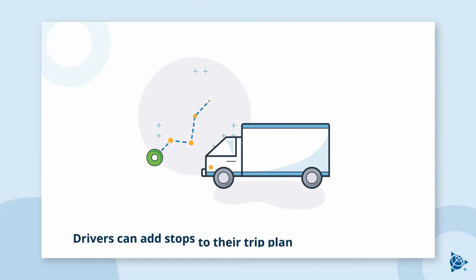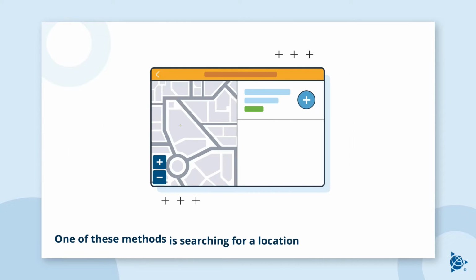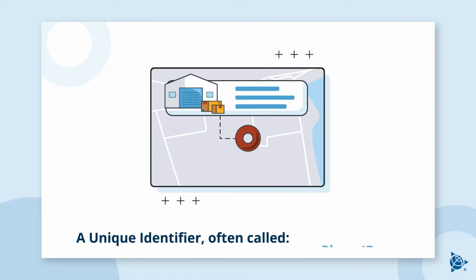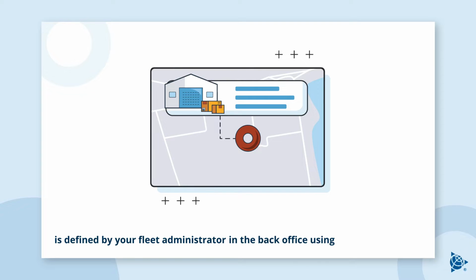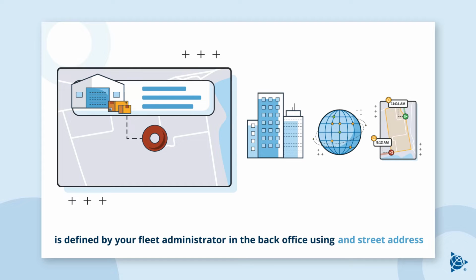Drivers can add stops to their trip plan in a variety of ways. One of these methods is searching for a location with a unique identifier. A unique identifier, often called place ID, location code, or customer code, is defined by your fleet administrator in the back office using a location's name, geocoordinates, and street address.